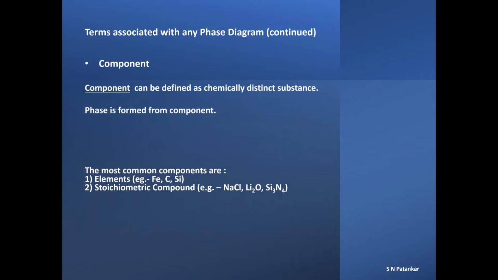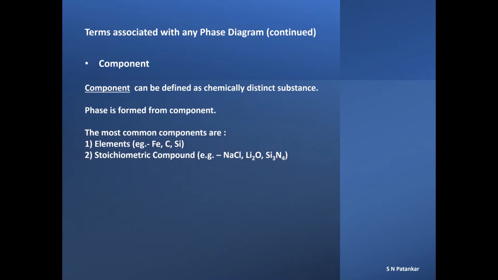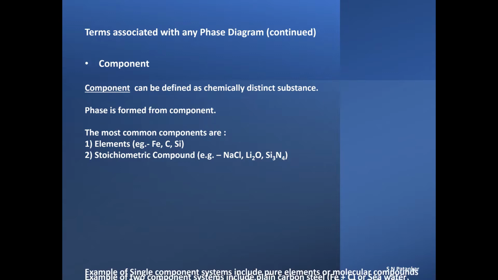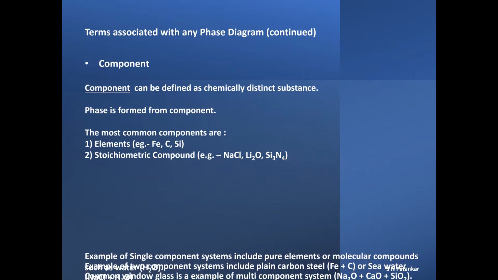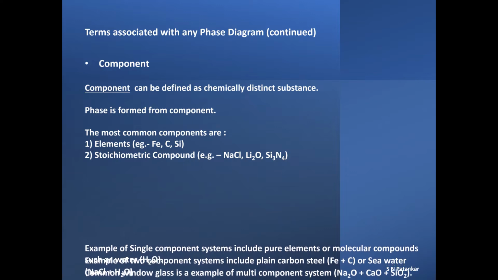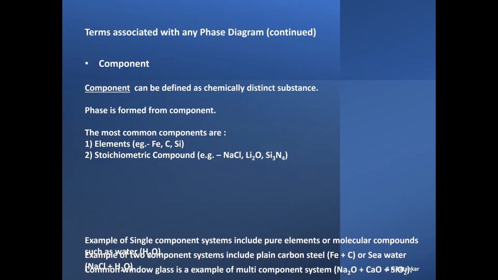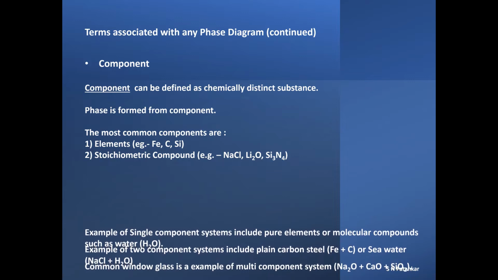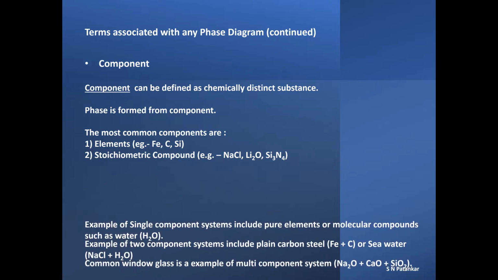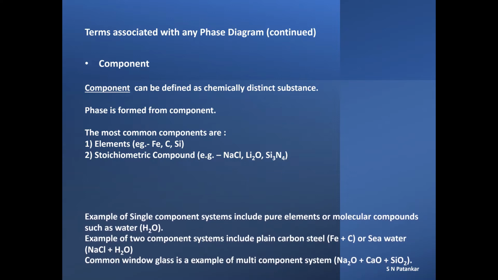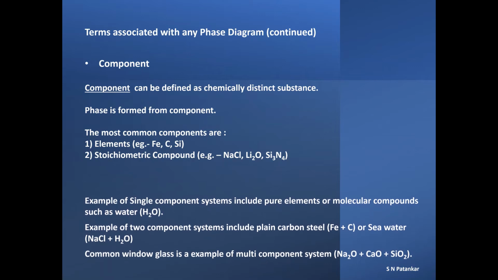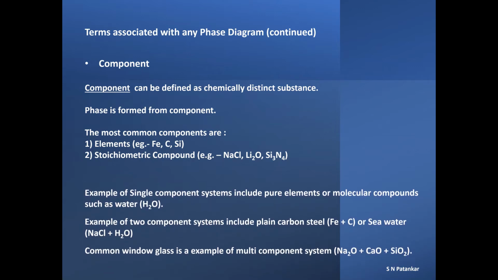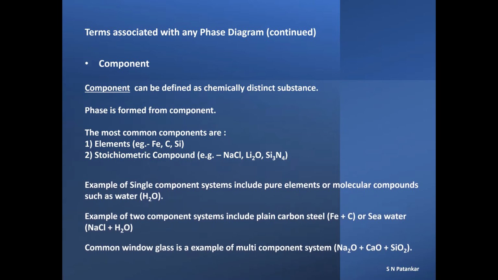The most common components are 1. Elements can be component. Example, iron, carbon, silicon. 2. Stoichiometric compound can be component. Example, sodium chloride, lithium oxide, silicon nitride. Example of single-component systems include pure elements or molecular compounds such as water, H2O. Example of two-component systems include plain carbon steel, Fe plus C, or seawater, NaCl plus H2O. Common window glass is an example of multi-component system containing sodium oxide, calcium oxide, and silica.